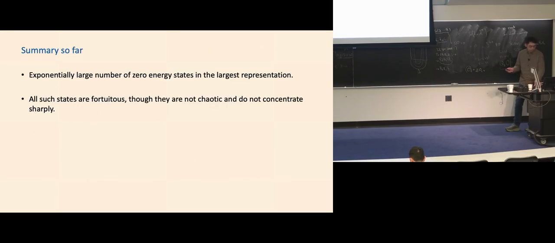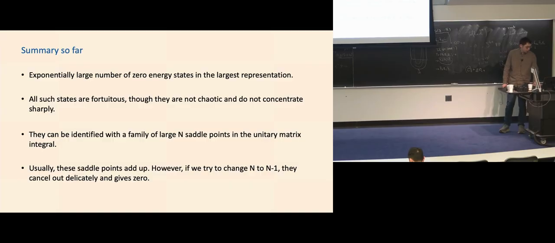Okay, so let me just summarize to make the point clearer. So let's summarize the model so far. We saw that indeed you have an exponentially large number of zero energy states in this largest representation. All such states are fortuitous, even though they are non-chaotic and do not concentrate sharply. Now, they can be identified with a family of large n saddle points, or in terms of this eigenvalue distribution, this continuous moduli of configurations in the unitary matrix integral.